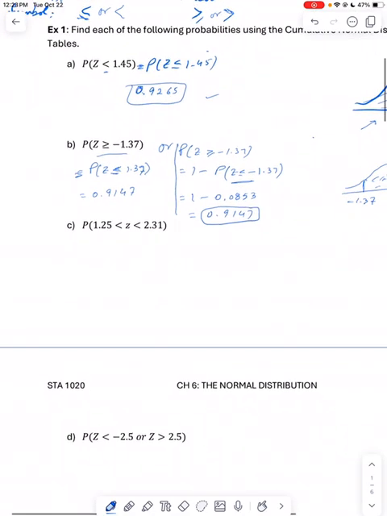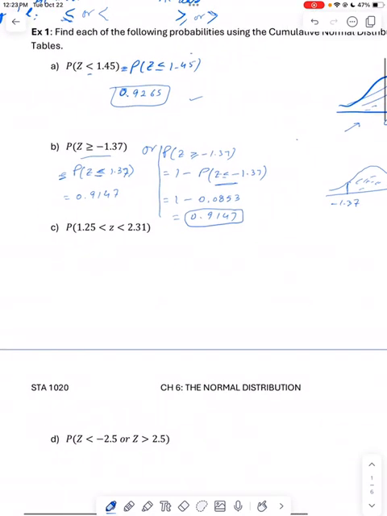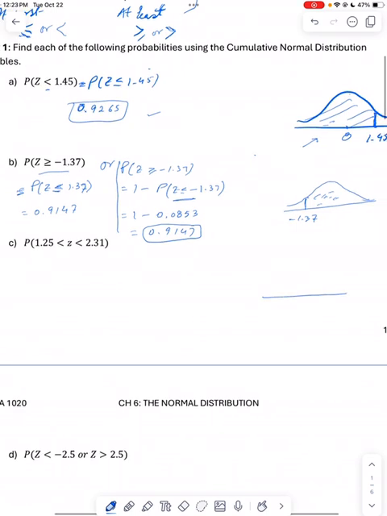Okay, so the next one is probability. Now this will be between two values, and both are positive values. So somewhere here, let me put 1.25, and this is 2.31. Now it becomes hard to write these when you make such a small bell curve and you don't have space. So I'm going to write it like this: 1.25, and this is 2.31. Okay, so we want this area.